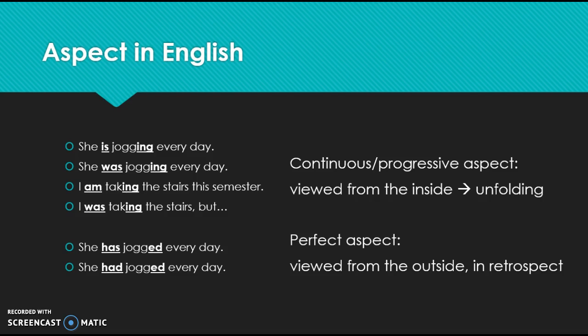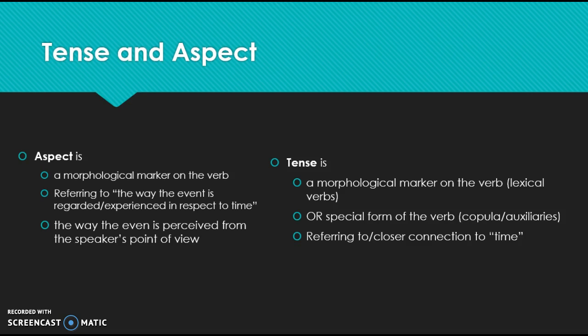Okay, so moving on, we have talked about aspect, and now how are we going to describe tense? Again, tense is a morphological marker. It could be on the main verb, or it could be a special form of the verb, as with the auxiliaries and the copula. Tense has a closer connection to time, but it's not exactly connected with time, but we'll talk about that a little bit later.